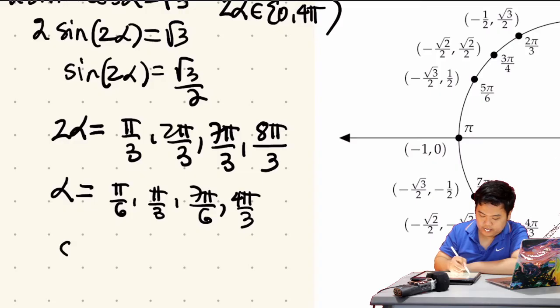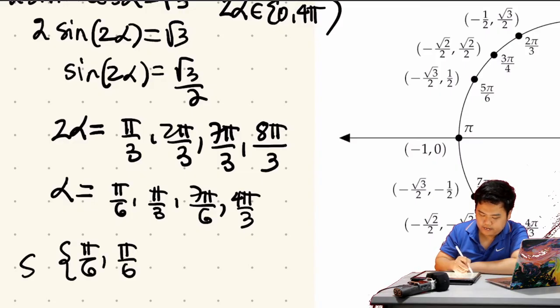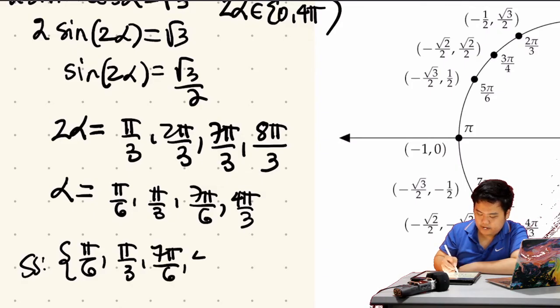So, the solution set is the set containing pi over 6, pi over 3, 7 pi over 6, 4 pi over 3.